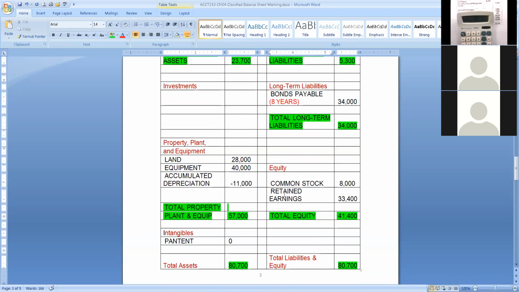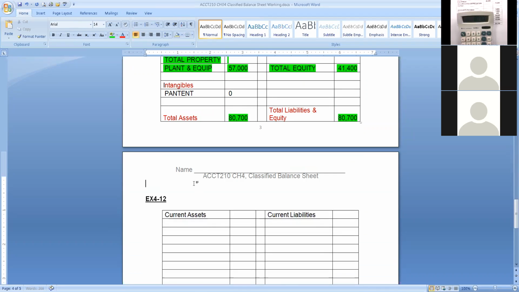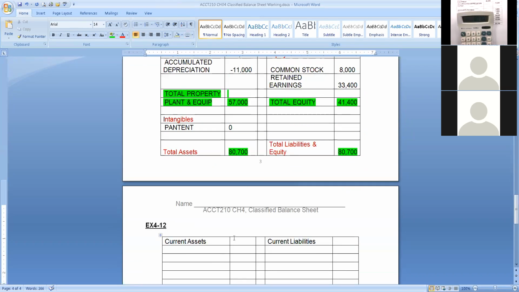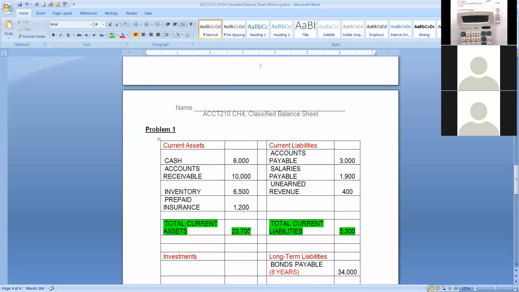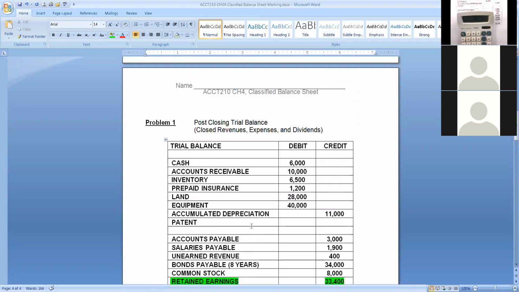Okay, any questions on that? No. Exercise 4-12, I think we'll do that next class. Next class I'll do exercise 4-12, and then we'll also do the practice exam. Sounds good.